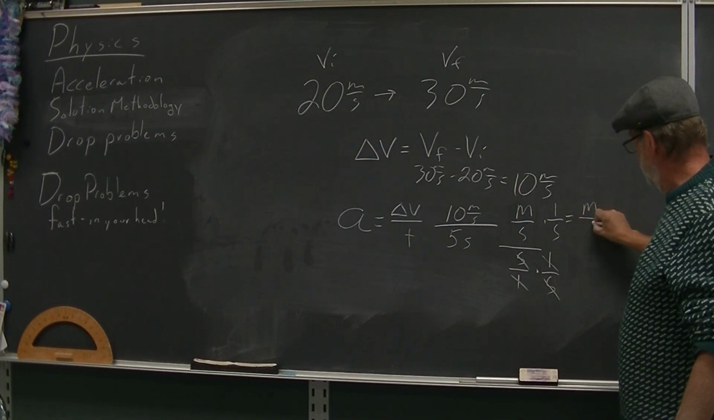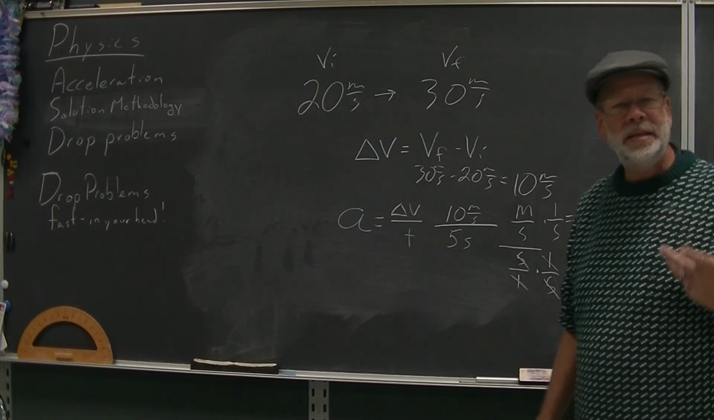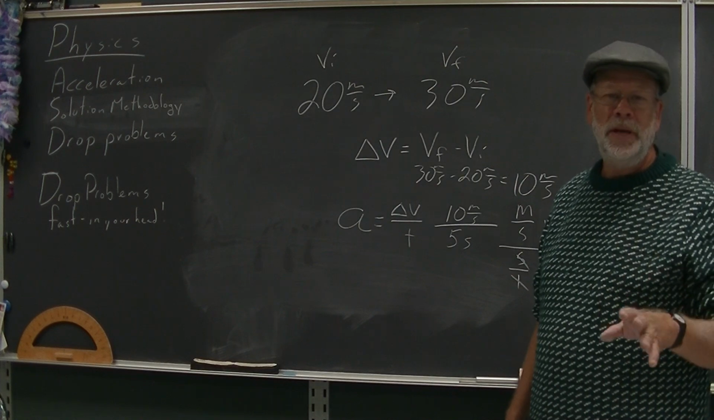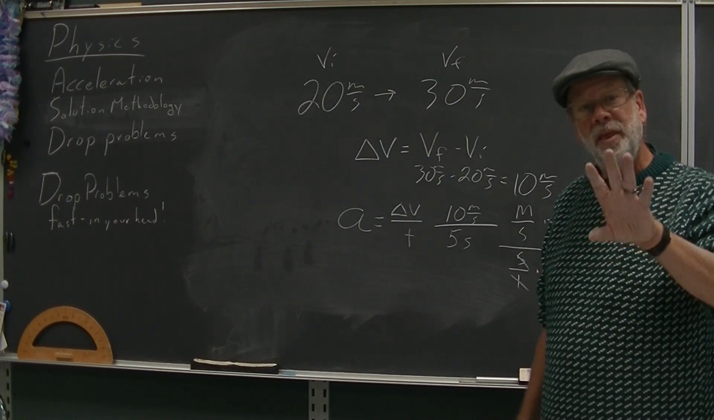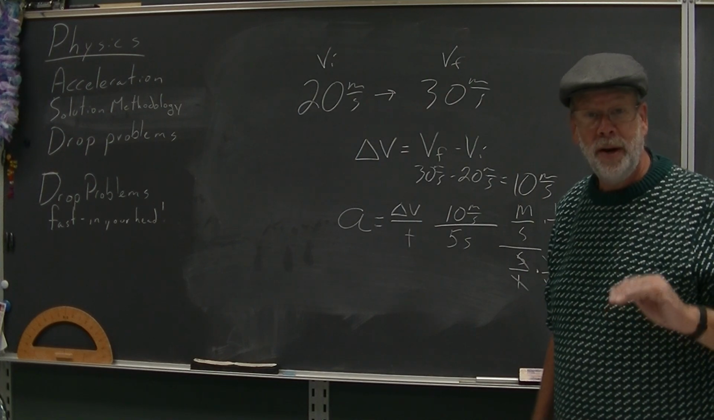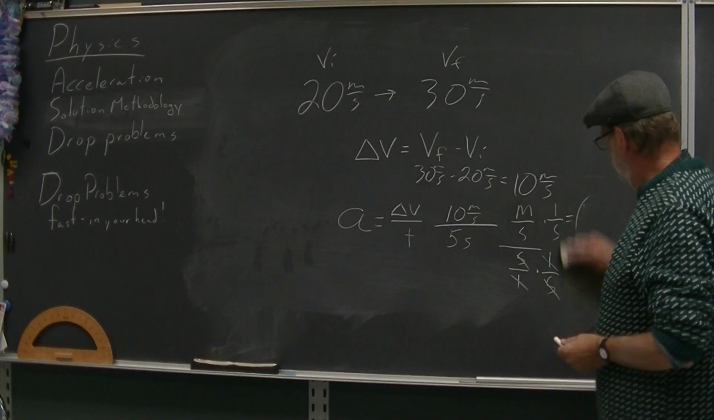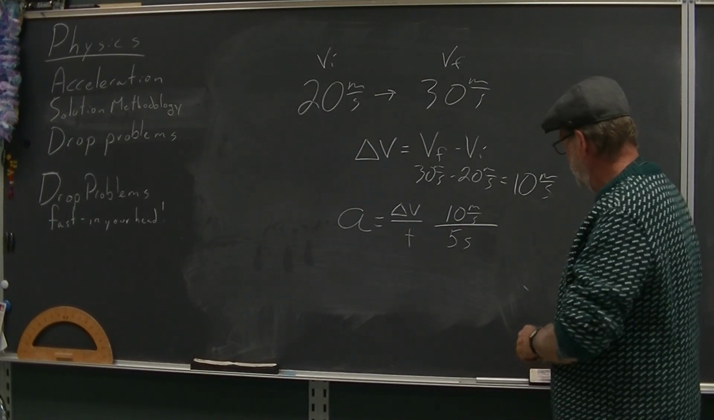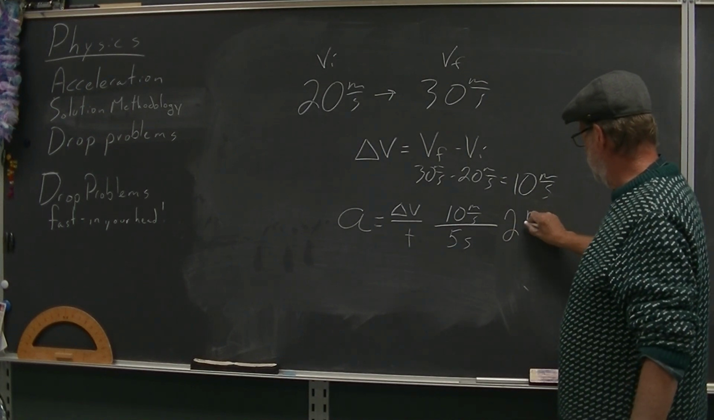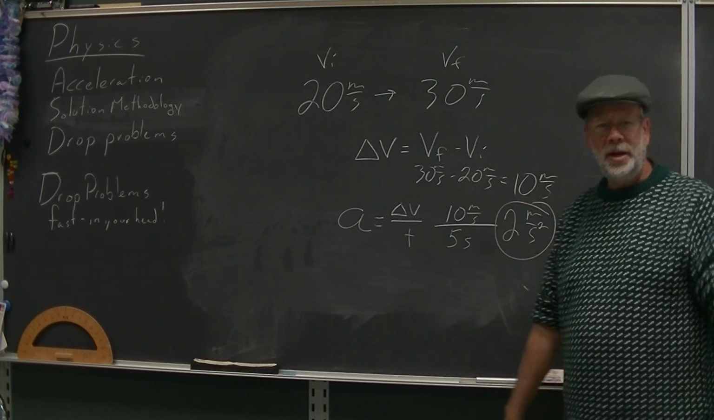That's meters per second squared. This is the unit of acceleration we use in physics, meters per second squared. Meters per second, that's a velocity. But meters per second squared, there's your acceleration, okay? So when we solve all this, then we get 2 meters per second squared. That would be your acceleration.